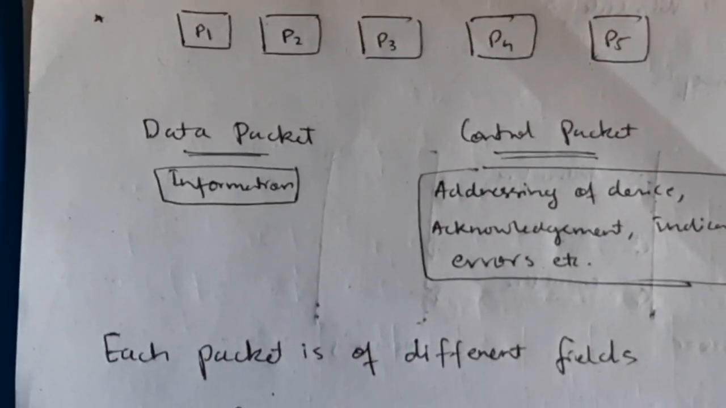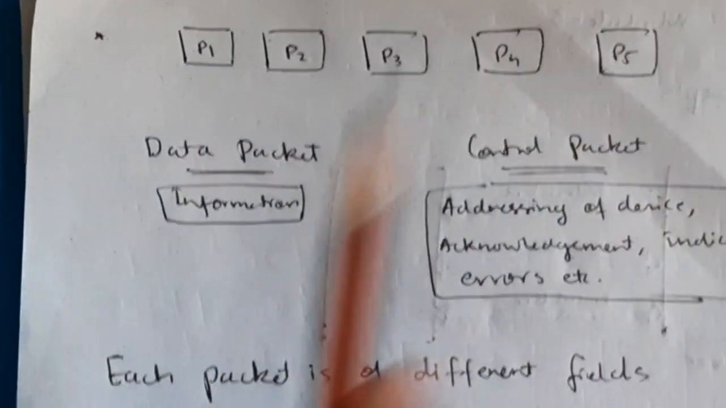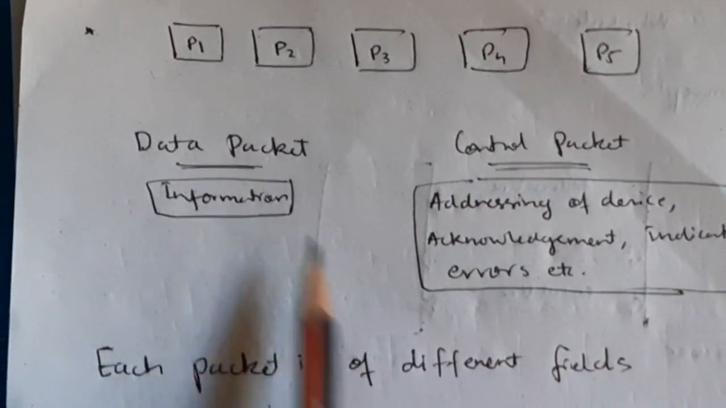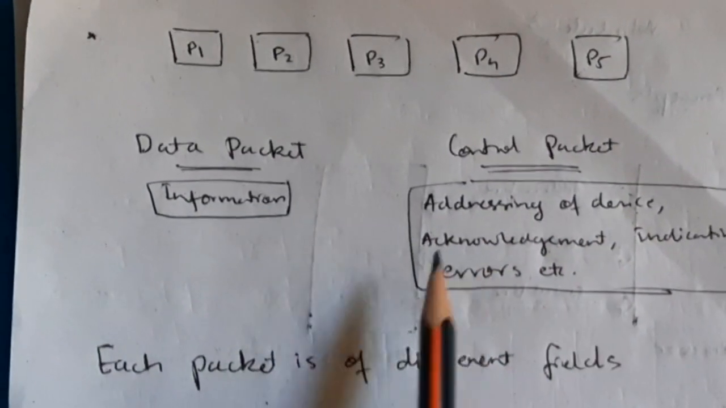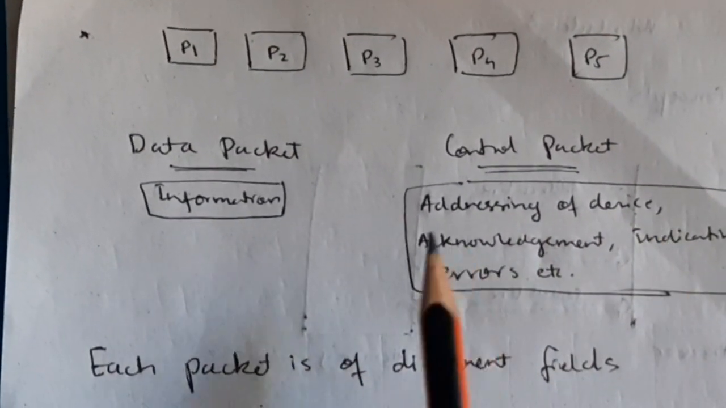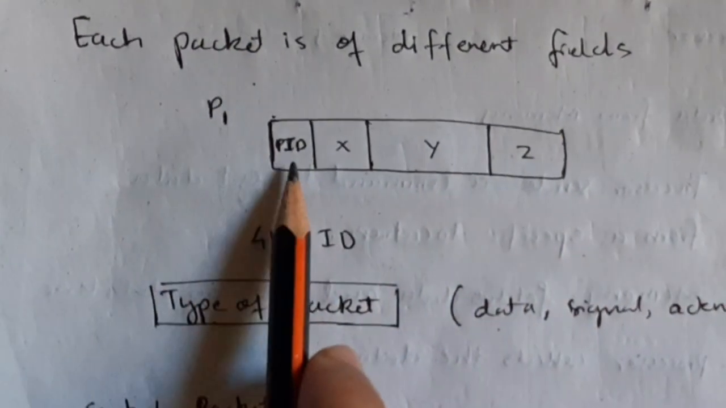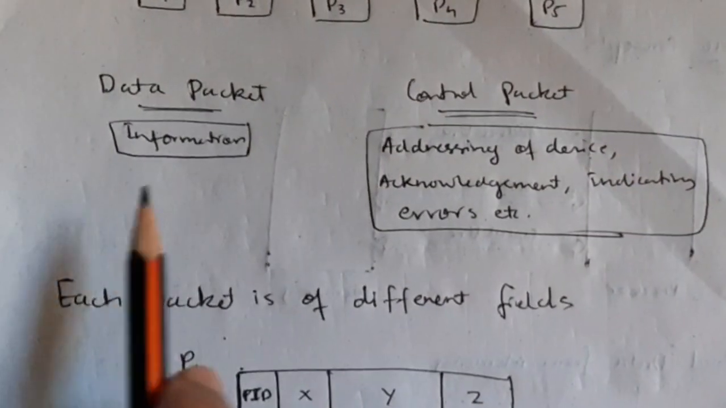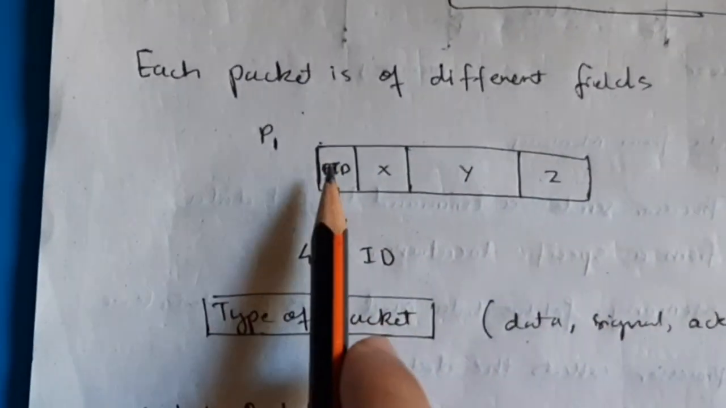All the information in the USB is in the form of packets. Packets are of two types, data packet and control packet. Data packet has the information, and the control packet has the address of the device or the acknowledgement or the control signals and everything. Now each packet is made up of different fields. This is the PID. PID will be common to all, whether it is a data packet or a control packet.